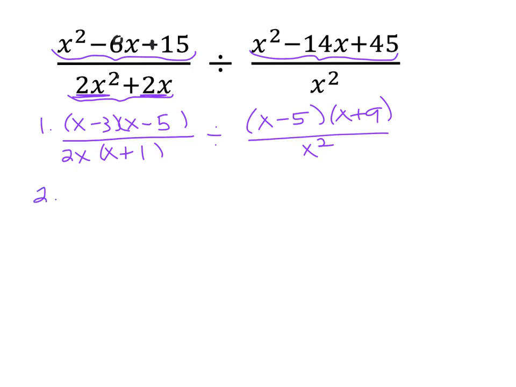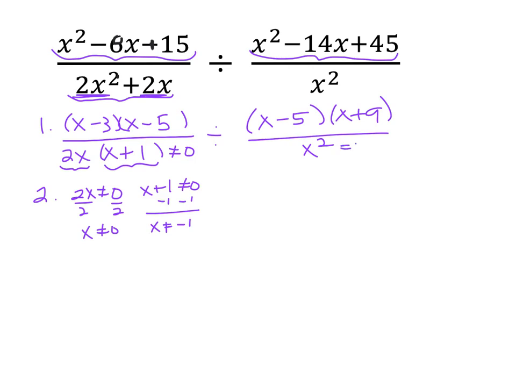Step 2, stating restrictions in our domain. If that first denominator can't equal 0, notice I've got two parts. I've got the 2x and the x plus 1. So 2x, I can't figure out a value for x that makes that equal 0, and x plus 1 can't equal 0 either. Dividing by 2 is pretty easy. That just means x can't equal 0. Move that 1 over, and x can't equal negative 1.